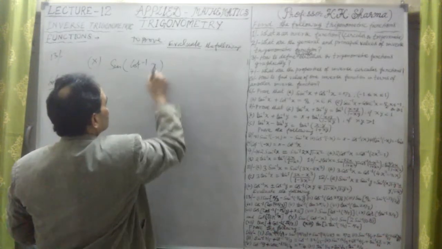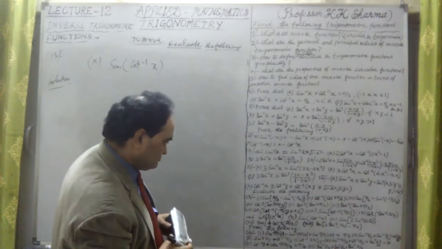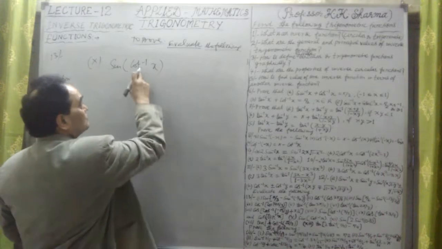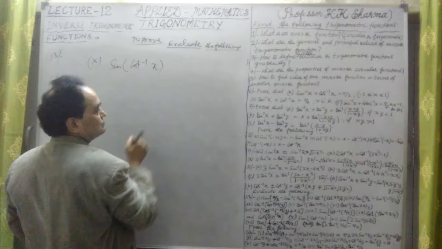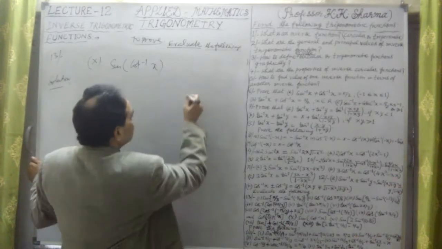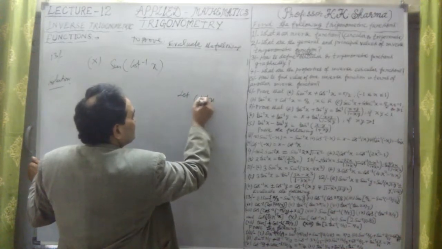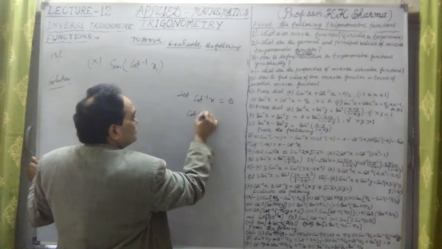Okay, this is sine of cot inverse x only here. This is the 10th question. Cot inverse x we have taken. Let us say cot inverse x is equal to theta. Therefore, cot theta is equal to x.